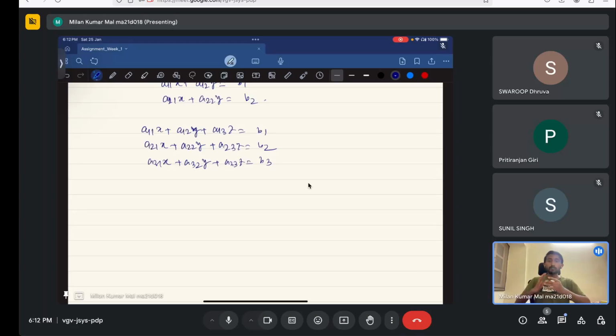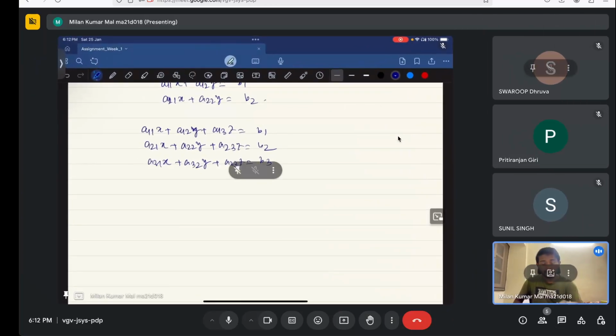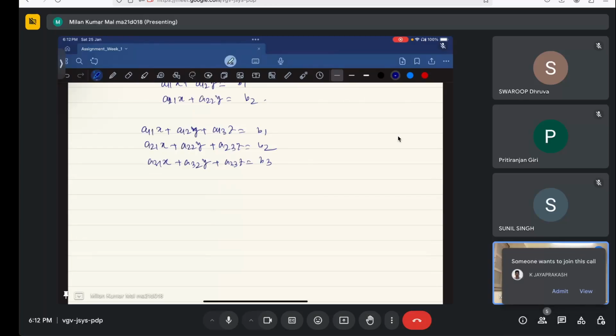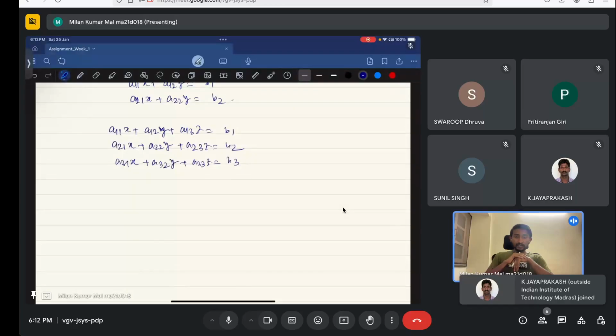Now suppose you have a larger number of variables, so then there will be a larger number of equations as well. In that case, doing this process like comparison, or multiplying one equation by some constant and adding with another, will be a little tough, because there will be lots of things. So that's why we need a general setting, a general idea: how to solve those types of problems.